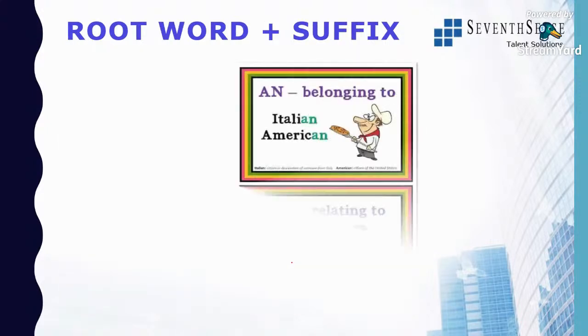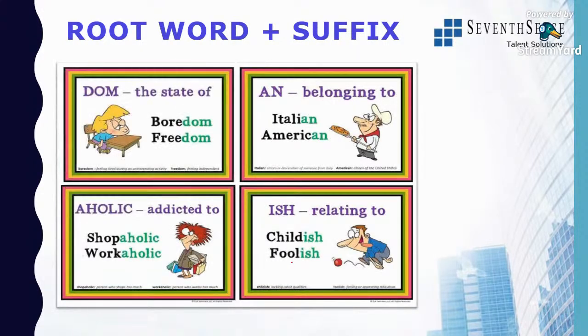Now we'll see about the root word plus suffix. Dom, as in freedom, boredom. It is a state of. It is indicating the state. Freedom means he is free. It indicates a state, like the state of people who are not having freedom, meaning they are not allowed. They are indicating their state.